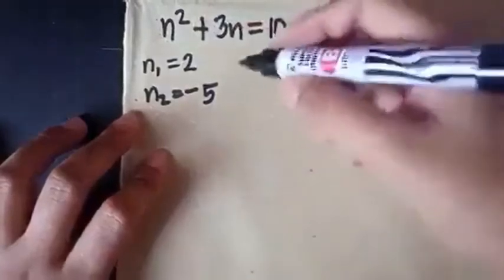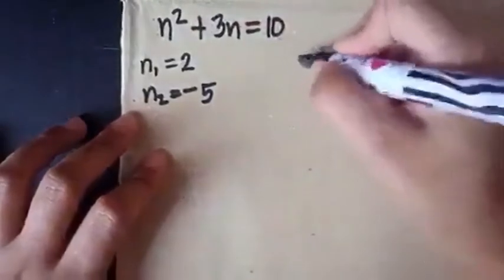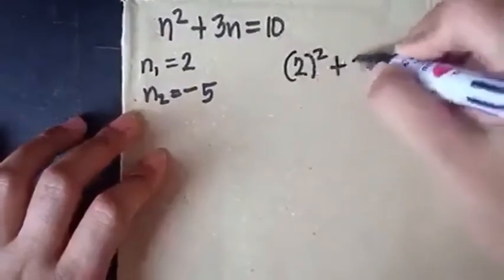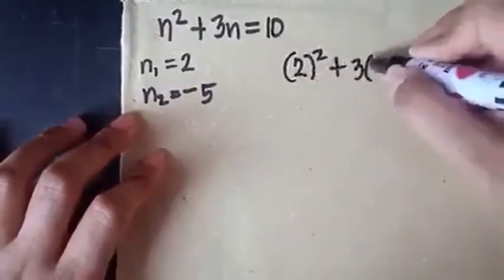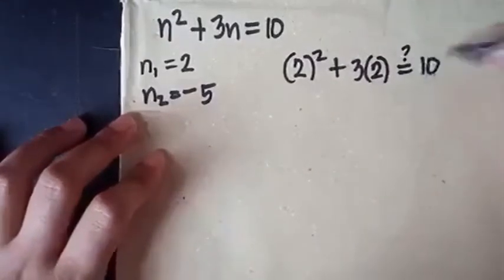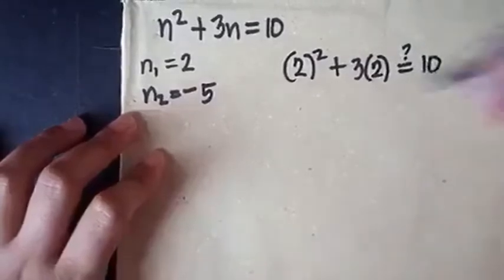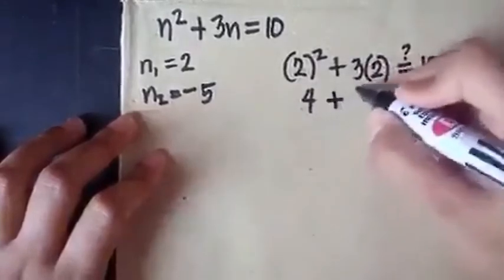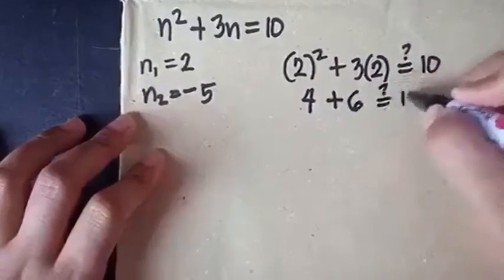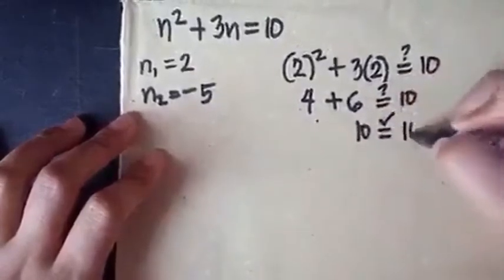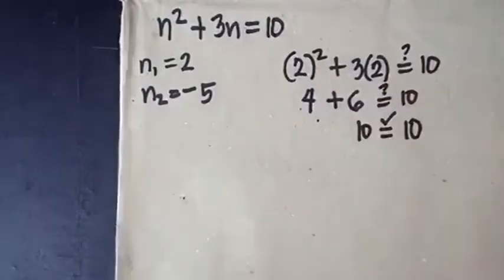So, let us first have if n is 2. So, therefore, you have 2 squared plus 3n. So, 3 times 2. Is it equal to 10? So, 2 squared is 4. Then, 3 times 2 is positive 6. So, 4 plus 6 is 10. It is equal to the right side, which is 10. So, that means 2 is a real solution.